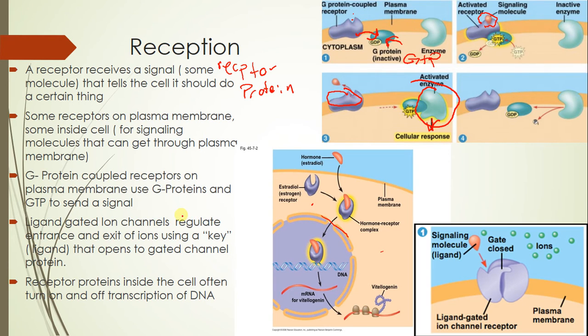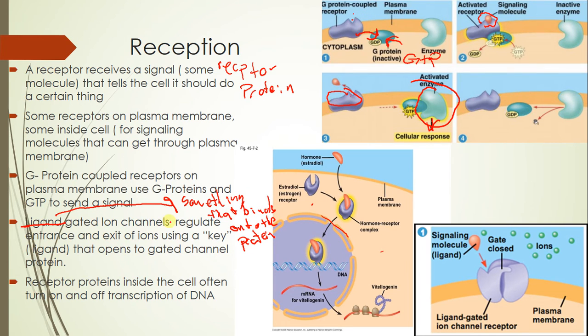There are also things called ligand-gated ion channels, and a ligand is just something that binds onto the protein. So for example, in the G-protein coupled receptor, like we said before, this signaling molecule would be the ligand. It's the key that goes into that site and tells it to do something.